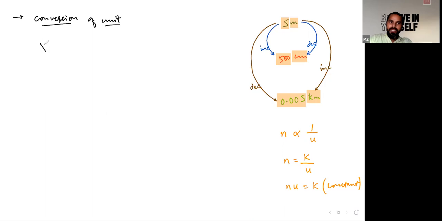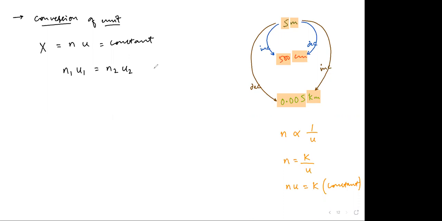Suppose you have any physical quantity represented by x. It will have one numerical value and its unit. The product of these two terms is always constant for any given unit. So we can say numerical value and unit in the first system of unit equals numerical value and unit in the second system of unit. Is it clear?